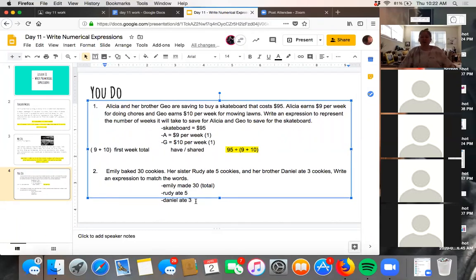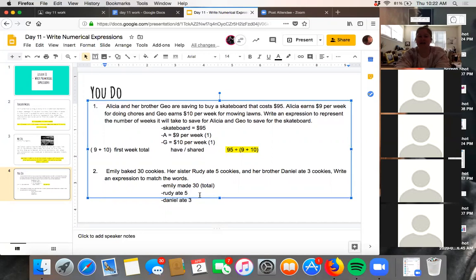Okay, so I pulled out that Emily made 30 cookies total, Rudy ate 5, and Daniel ate 5. The key word is ate. So if I'm eating cookies, is that going to be adding, subtracting, multiplying, or dividing from the total? Subtracting. So I know for Rudy and Daniel, I'm going to need to subtract from the total.